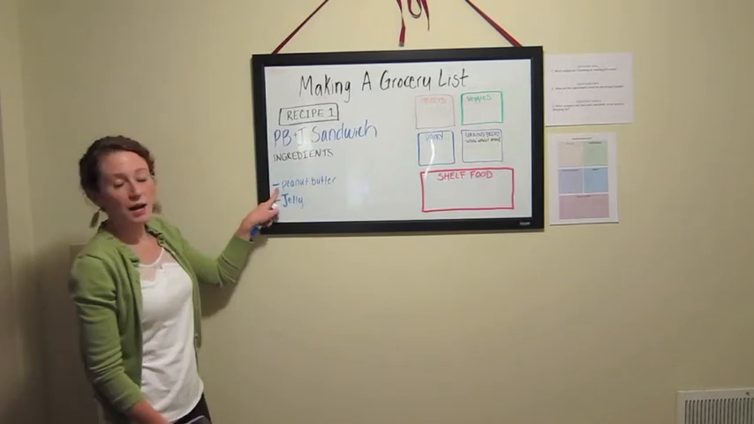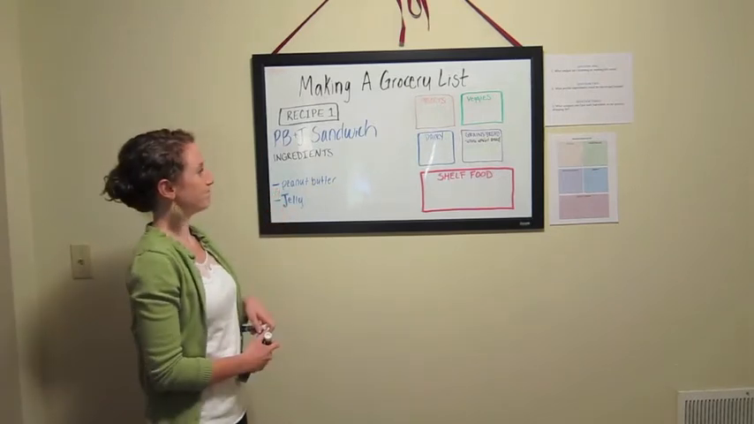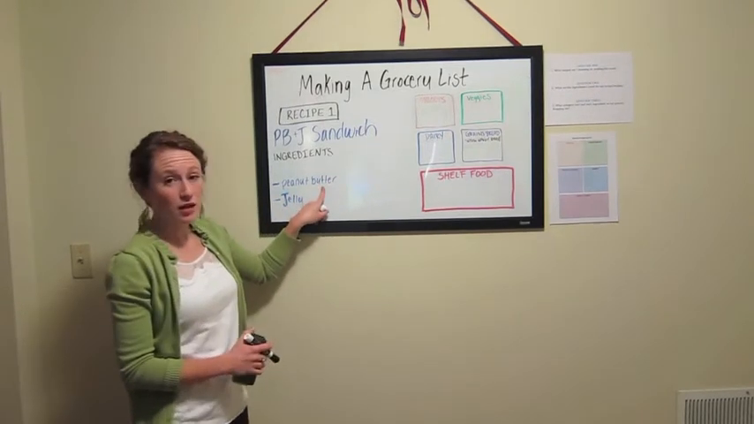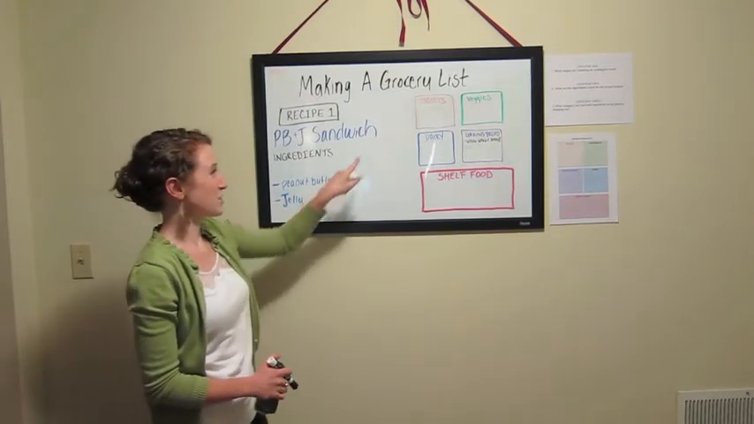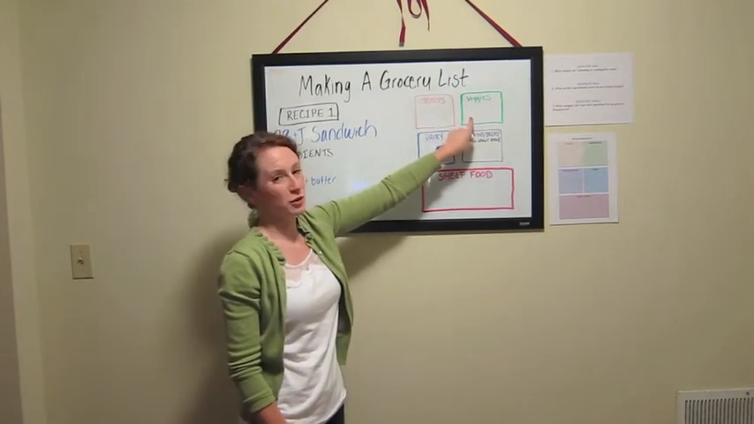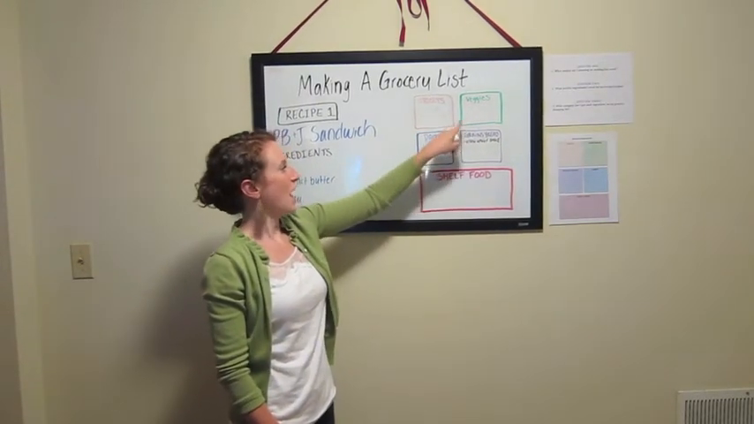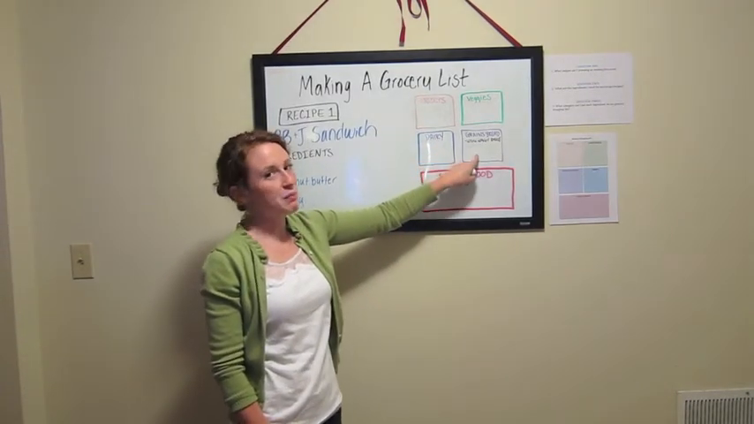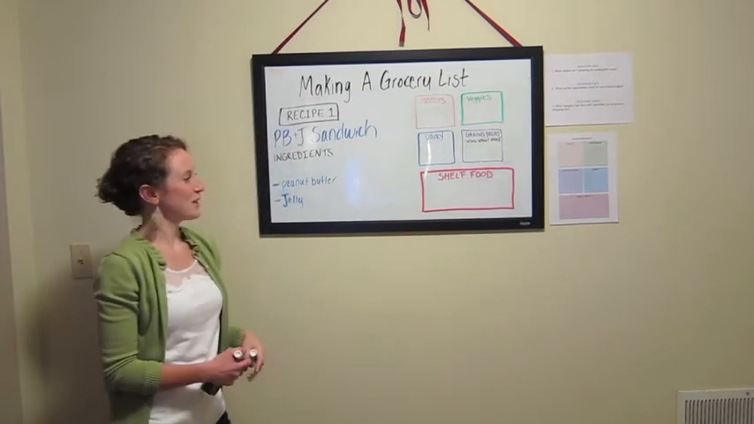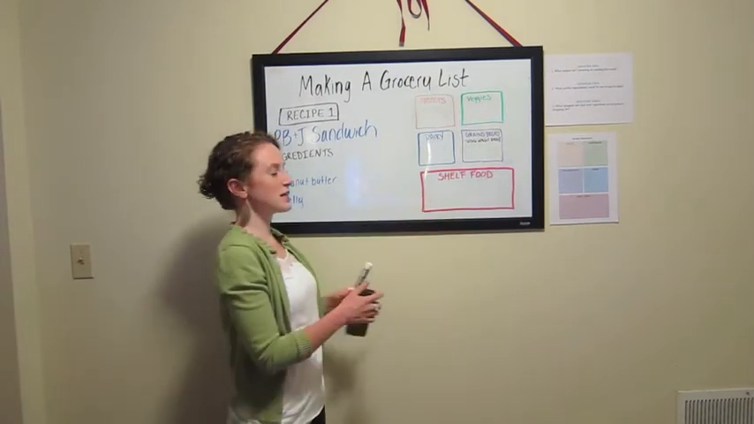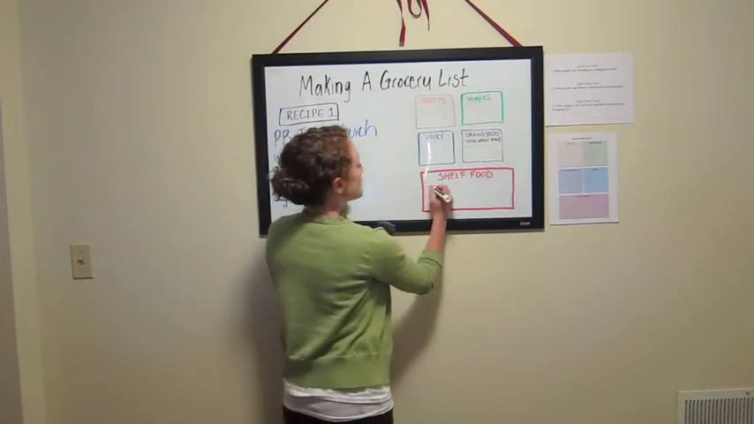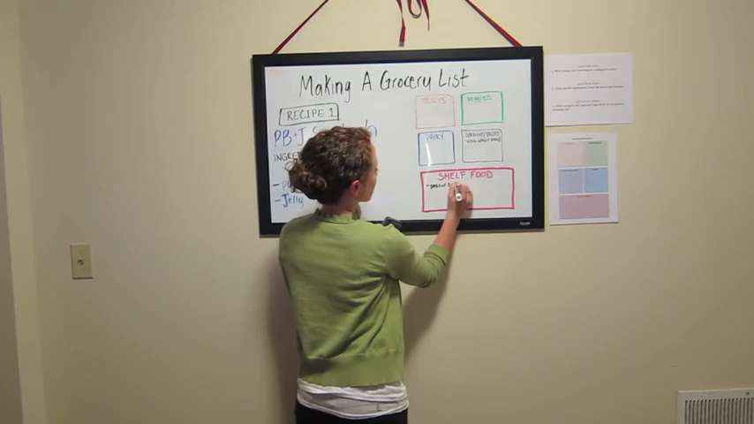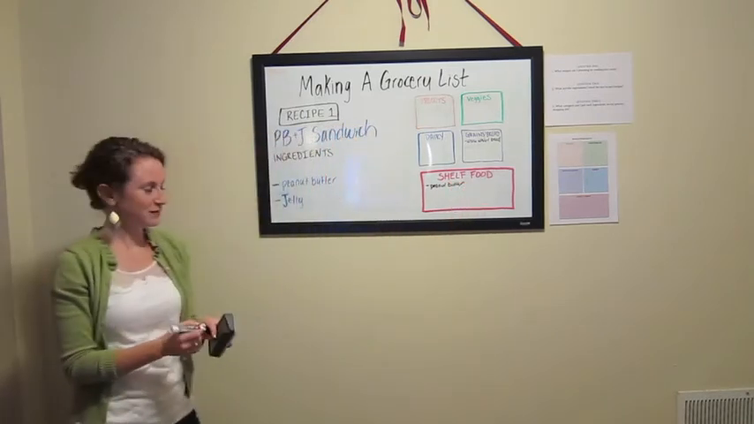My next ingredient on my list is peanut butter. Where would this go? I know that peanut butter comes in a jar, so I know it's not a fruit or a vegetable. You can't eat it right away. I know it doesn't have to be kept cold, so it can't be dairy. And I know it's not a bread or a grain because it's moist. So it must be a shelf food. And this makes sense because usually peanut butter comes in a jar and can be stored on a shelf.